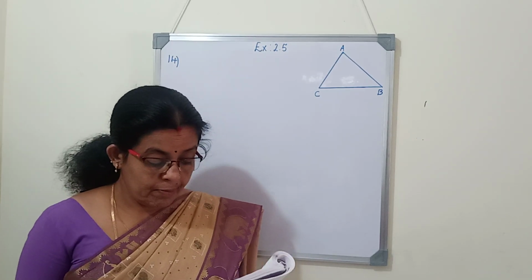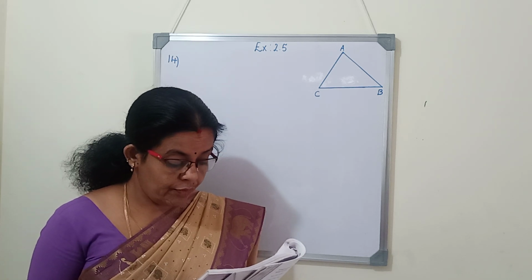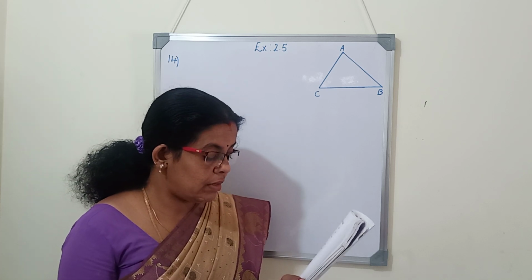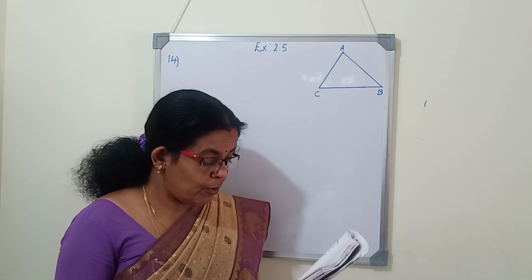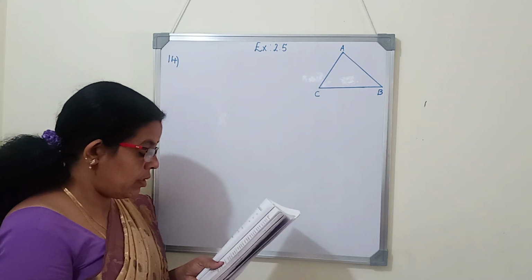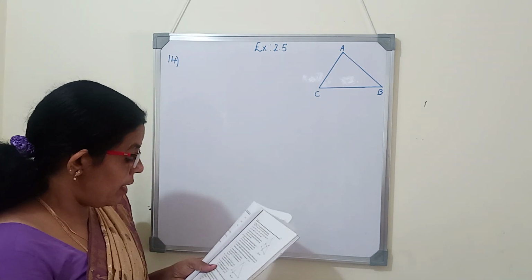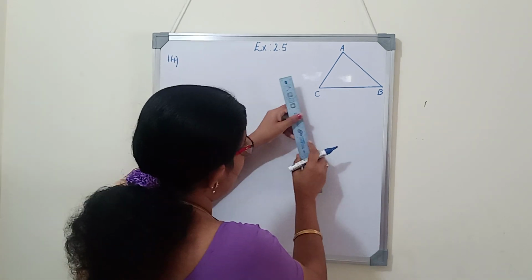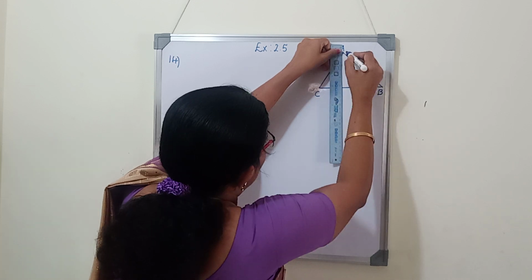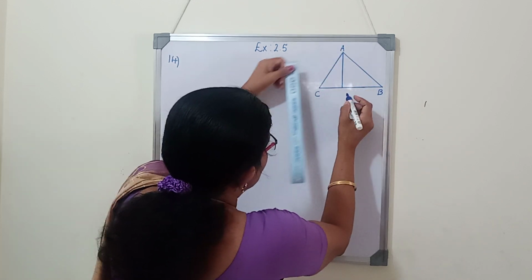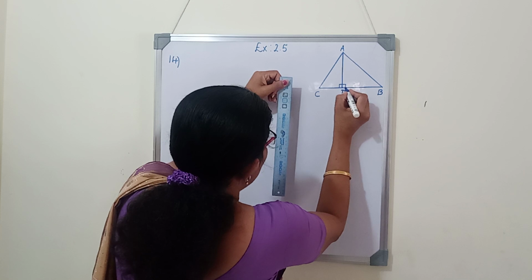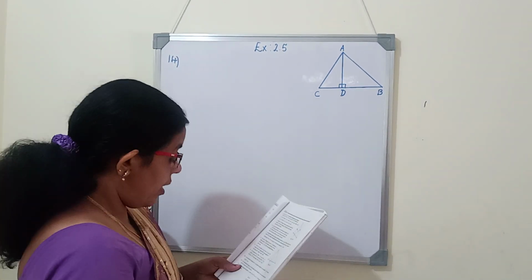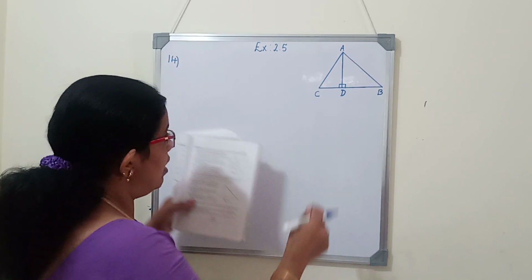14th question. The perpendicular from A on side BC of a triangle ABC intersects BC at D such that DB is equal to 3CD. Prove that 2AB square equals 2AC square plus BC square. The perpendicular from A on side BC of triangle ABC. This is triangle ABC. Now we will draw the perpendicular from A to the side BC. Perpendicular is AD, so the angle will be 90 degrees. Now we have to prove this, as DB is 3CD.